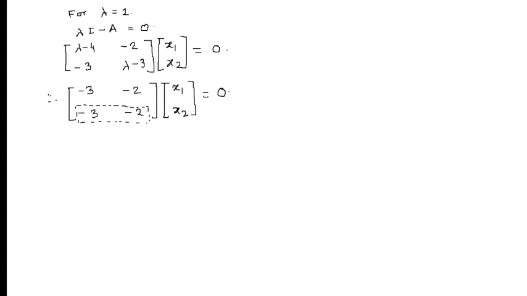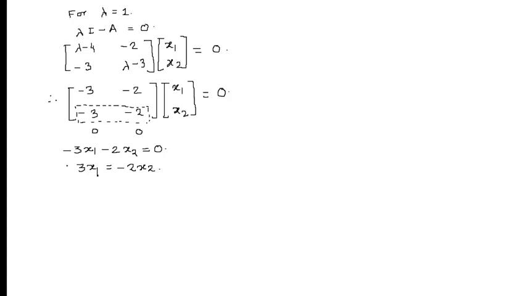So what is the equation? If I make this row equal to 0, what is remaining? The equation becomes minus 3x1 minus 2x2 equal to 0. This is your expression. Clear? So from here you are getting that 3x1 equal to minus 2x2.